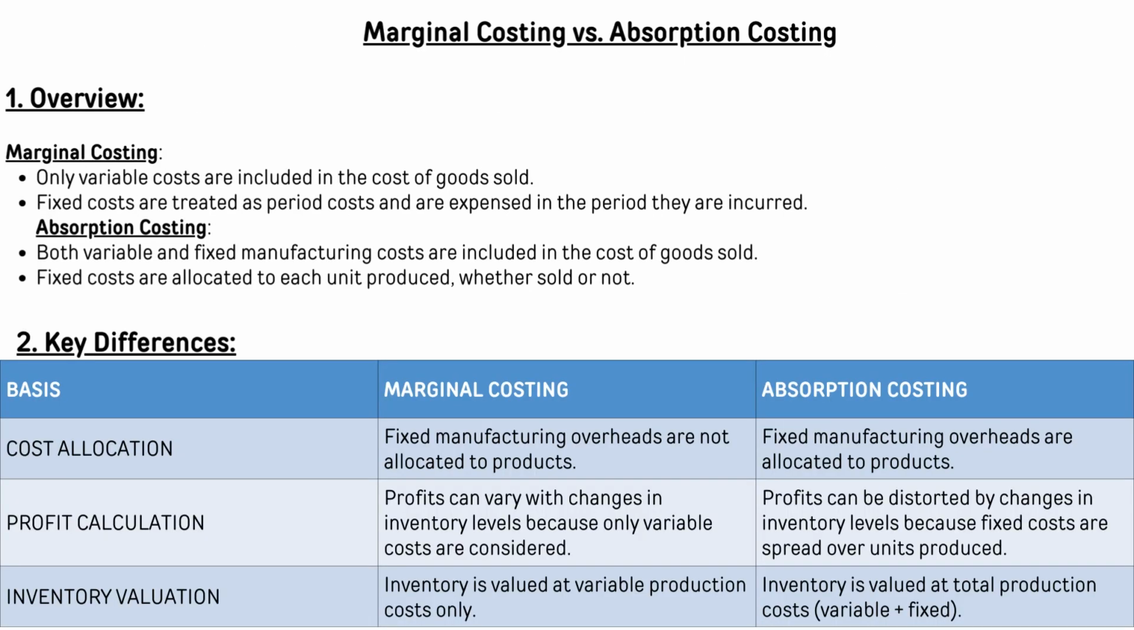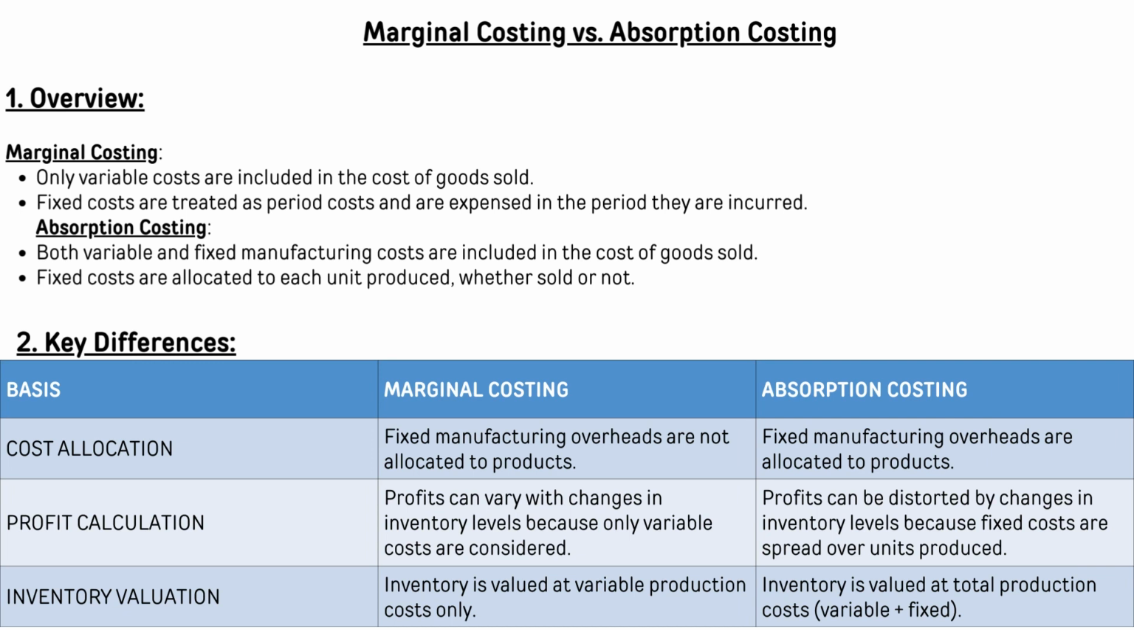Marginal costing versus absorption costing. First, overview. Marginal costing. First point, only variable costs are included in the cost of goods sold. Second point, fixed costs are treated as period costs and are expensed in the period they are incurred. Absorption costing. First point, both variable and fixed manufacturing costs are included in the cost of goods sold. Second point, fixed costs are allocated to each unit produced whether sold or not.